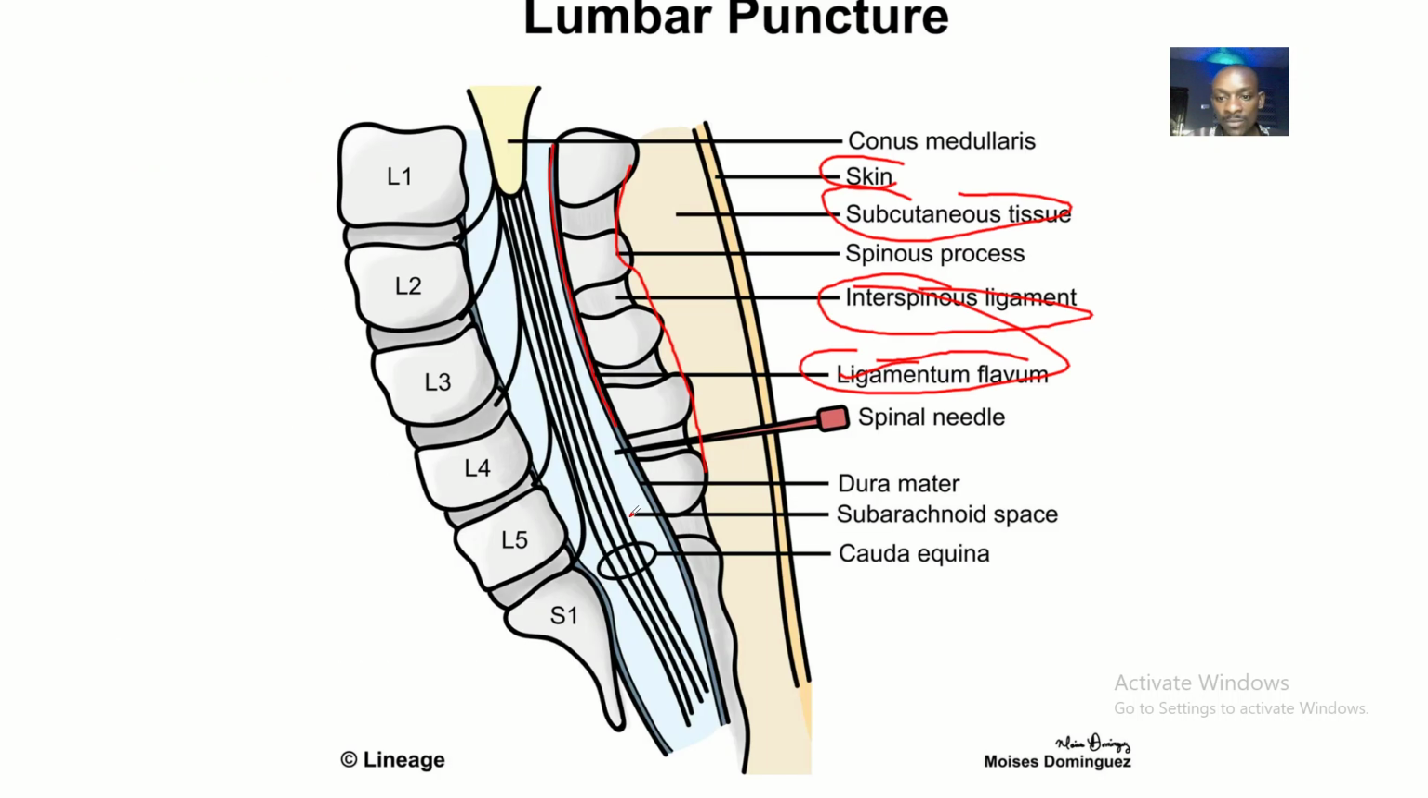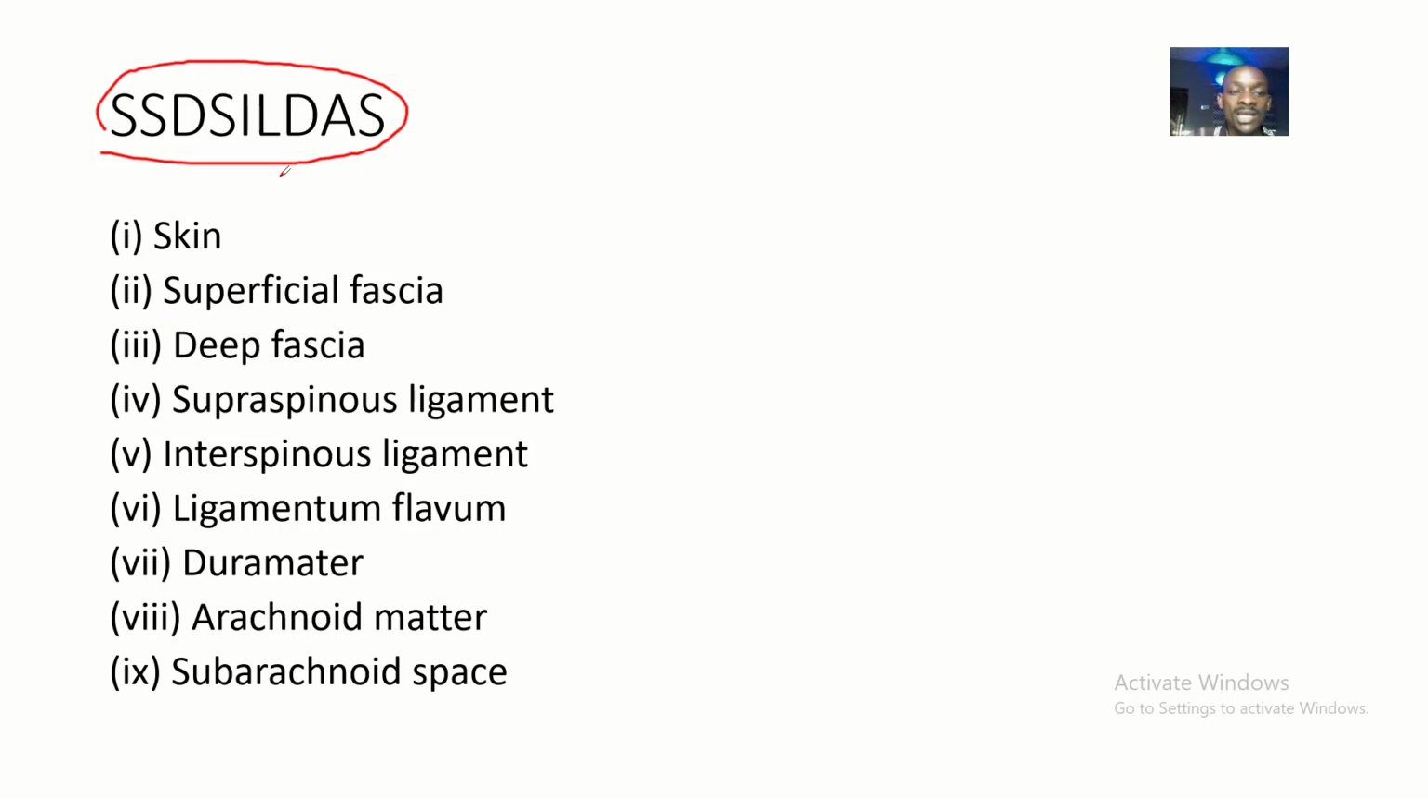Then we have the dura mater. This is the dura mater. Then we have the arachnoid mater, which is not labeled. Then we have the subarachnoid space, okay? So the memory aid: SSD SEAL DAS, okay?